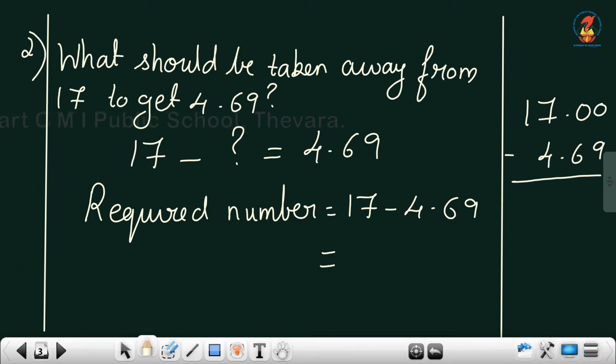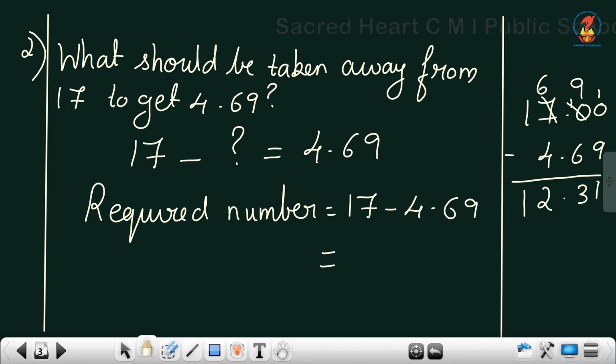17.00 minus 4.69. Now you can't subtract from 0, so you borrow, this becomes 6 and here it becomes 10. Borrow from 10, this becomes 9, here it becomes 10. So 10 minus 9 you are getting 1, 9 minus 6 you are getting 3, decimal point, 6 minus 4 you are getting 2 and then 1. So you are getting the answer as 12.31. Okay, children, understood?